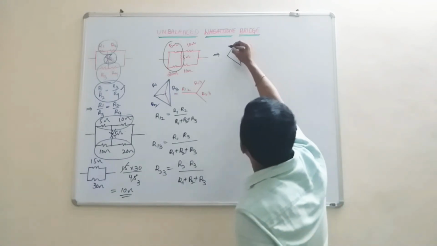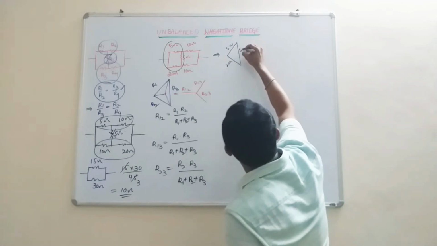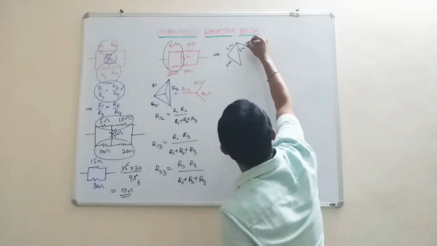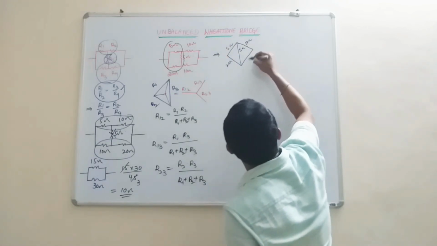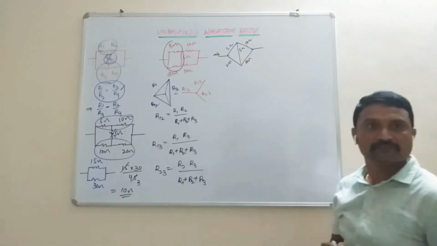Now this is a 5 ohm, this is a 20 ohm. Now this is a 5 ohm. Now this is another resistance, 10 ohm here. Another arm, now this is a 10 ohm. So now we have to find the equivalent resistance between those two.